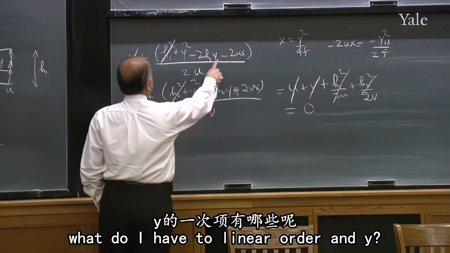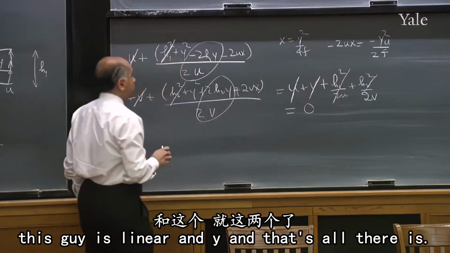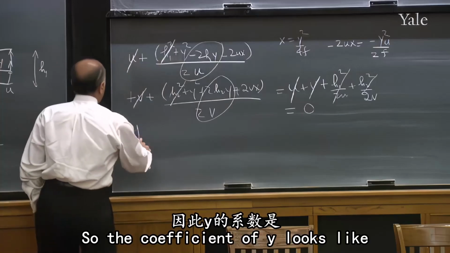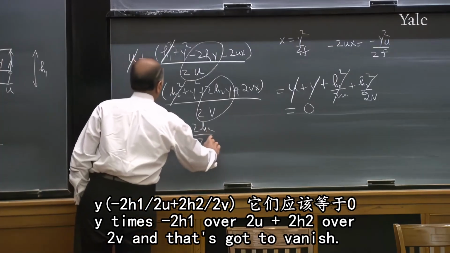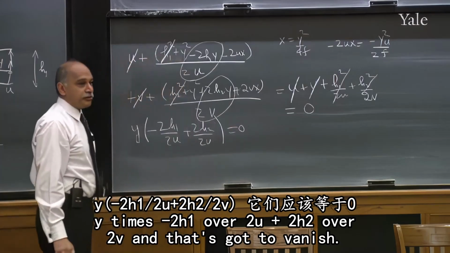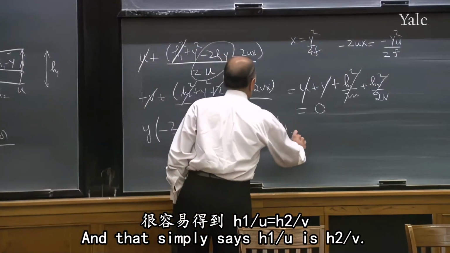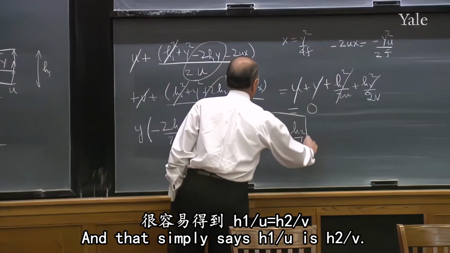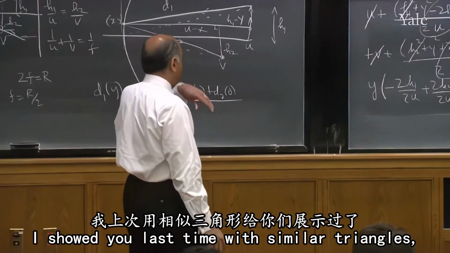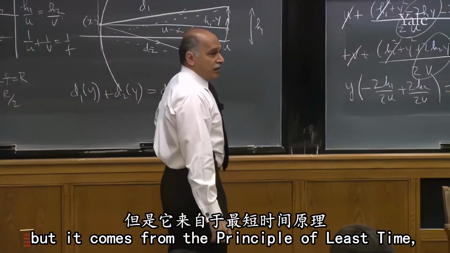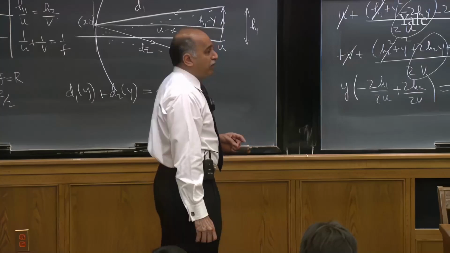So what do I have to linear order in y? This guy is linear in y, right? This guy is linear in y, and that's all there is. So the coefficient of y looks like y times minus 2h1 over 2u plus 2h2 over 2v, and that's got to vanish. And that simply says h1 over u is h2 over v. This is what you get by usual geometric optics arguments I showed you last time with similar triangles, but it comes from the principle of least time by demanding that the time doesn't depend on y, to first order in y. Then I have to do the y squared term.